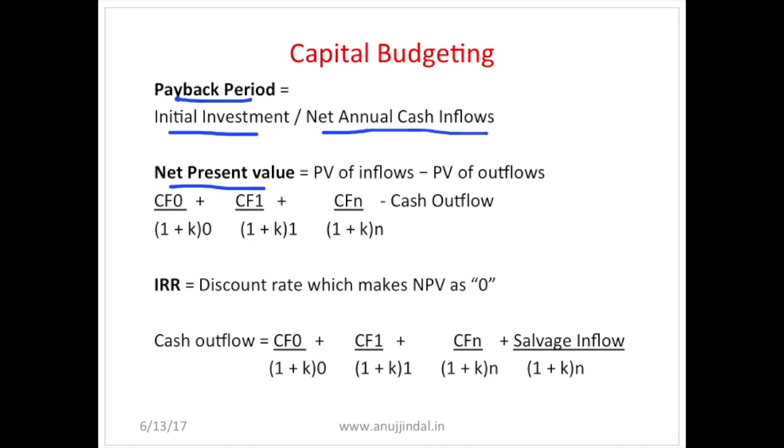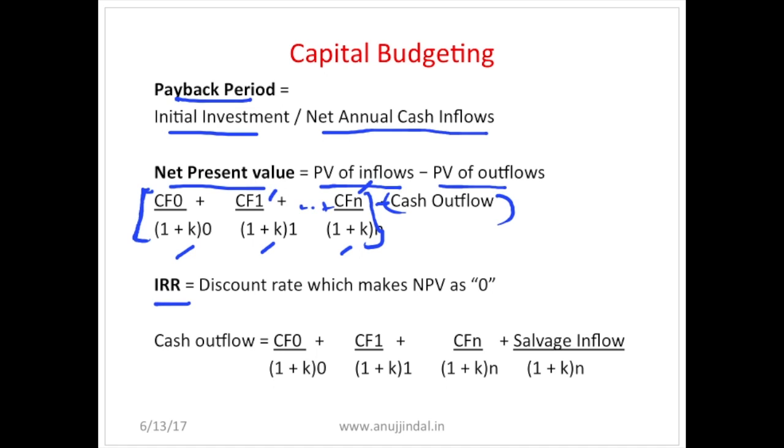Next is net present value. Net present value can be found out using the formula of present value of cash inflows minus present value of cash outflows. These are the inflows and this is the outflow. So cash inflow at the end of the first year, cash inflow at the end of the second year, and it goes on till n years. So cash flow till the end of nth year, and then you reduce cash outflow from this entire value that you receive in terms of cash inflow.